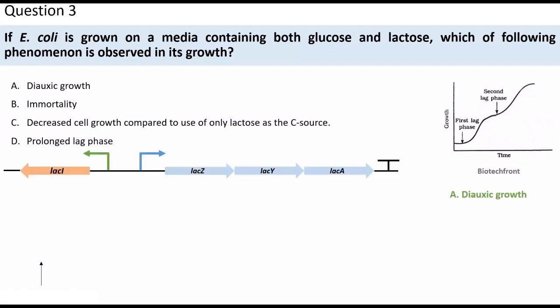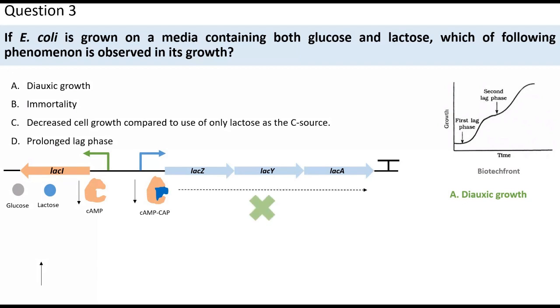So in addition to this, if glucose and lactose are both present, I wanted to explain the molecular mechanism. The cAMP levels will be very low. Therefore, the cAMP-CAP complex will also be very low. That corresponds to, you know, this activator for the lac operon: it will not go and bind. Therefore, your transcription will not happen.